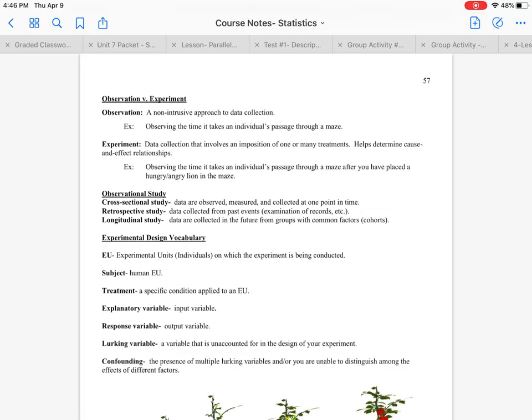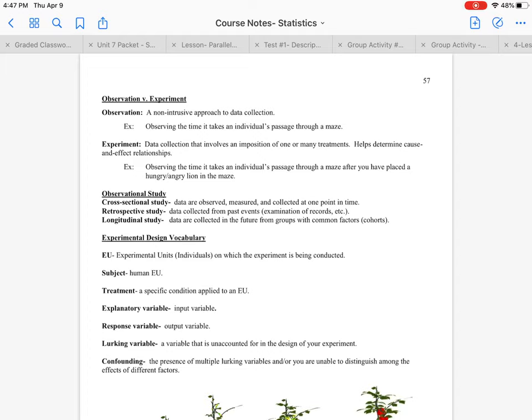All right, so page 57, we have observation versus experiment. Observation, I mean, the definitions are all here. But basically, I'd suggest that you take some time to read through these definitions carefully on your own. But I'm going to give you a quick overview, because some of these things are not as easy to understand as it might seem at first glance.